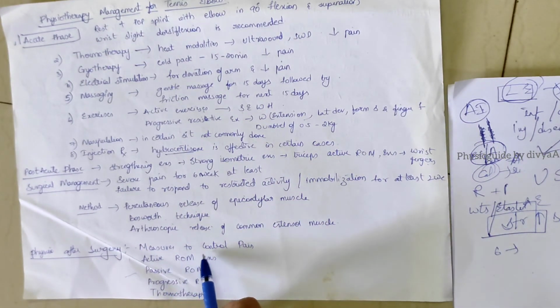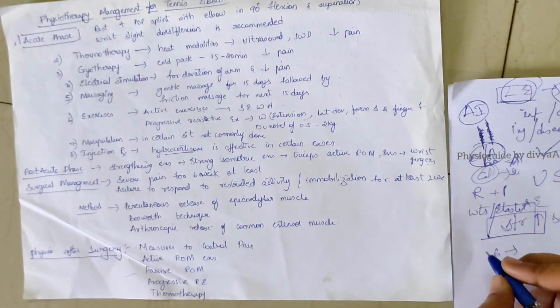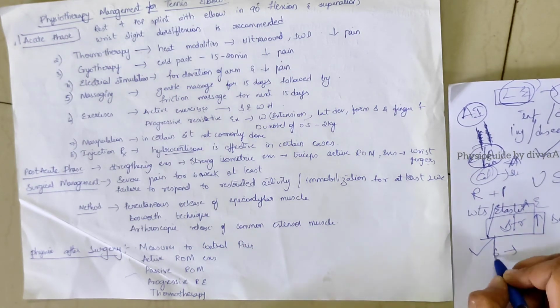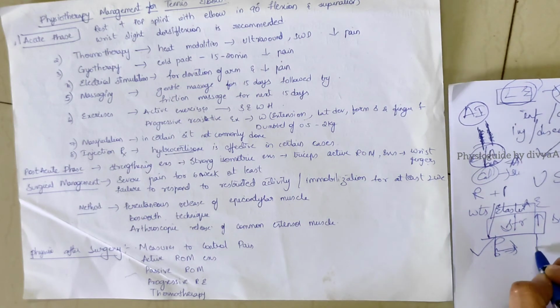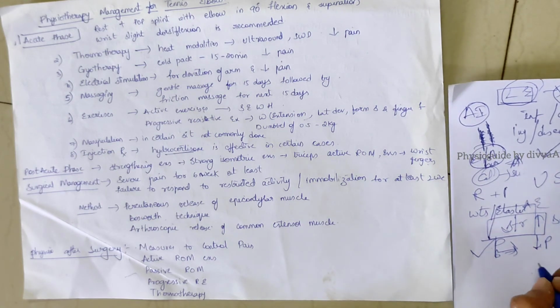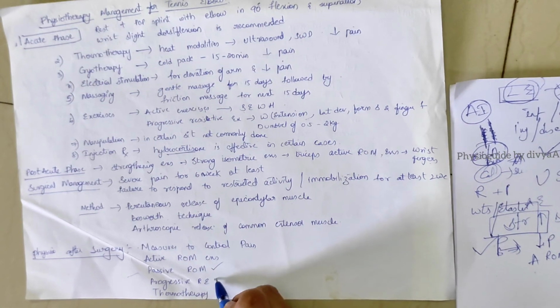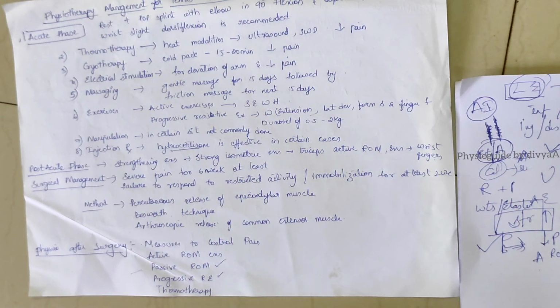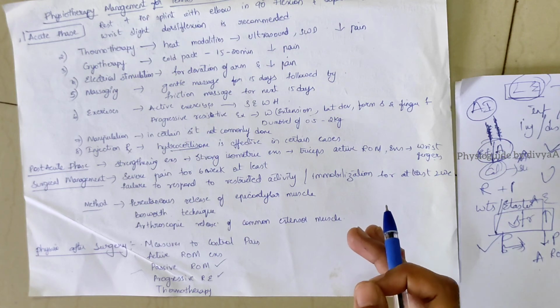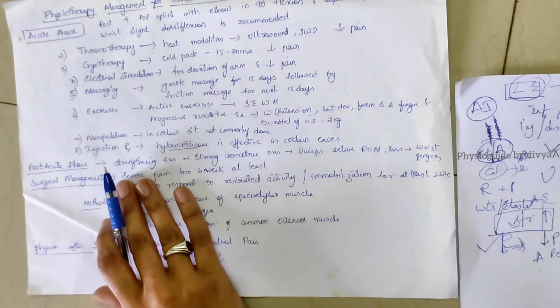First we will control pain. As a physiotherapist, first we will see to control the pain, to decrease pain. Next we will suggest active ROM exercises, passive exercises, progressive resisted exercises. Next, thermotherapy. These are the basic exercises, and all physiotherapists will do this. So I hope you understood this topic.